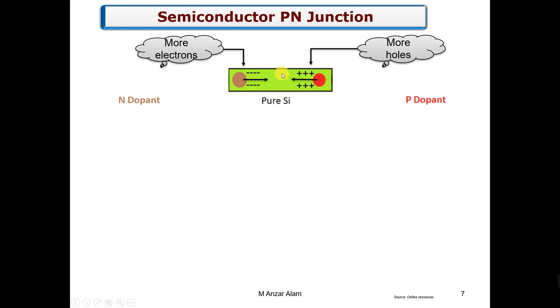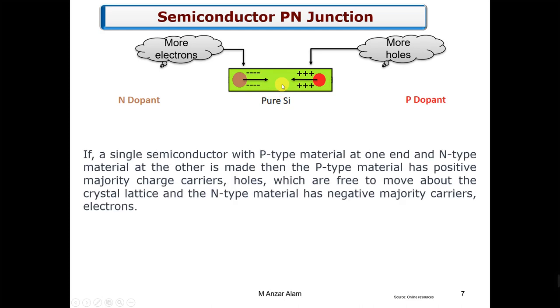So we understand here there will be a cloud of the negative charge and the positive charge. This will make a cloud. If a single semiconductor has p-type material at one end and n-type material at the other end, then the p-type material has positive majority charge carriers, holes, which are free to move about the crystal lattice, and the n-type material has negative majority carriers, electrons, as I discussed.